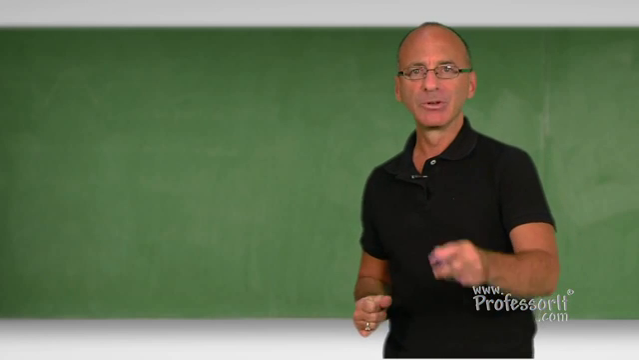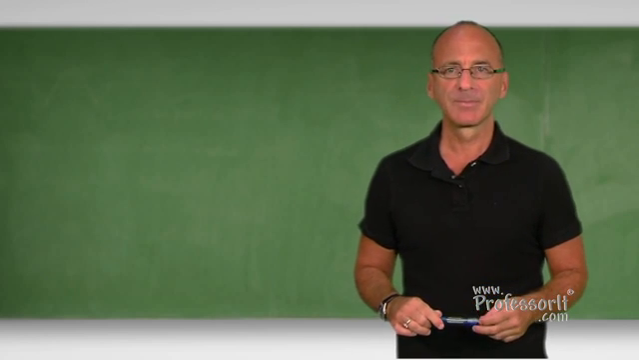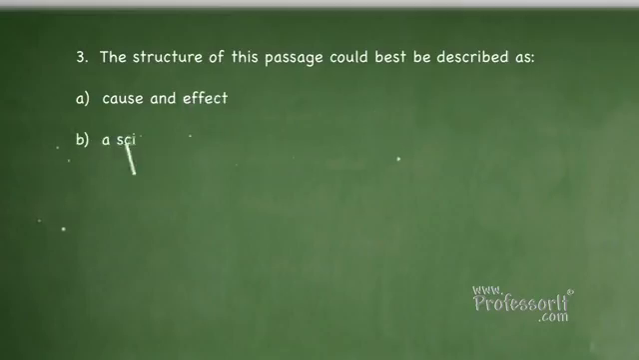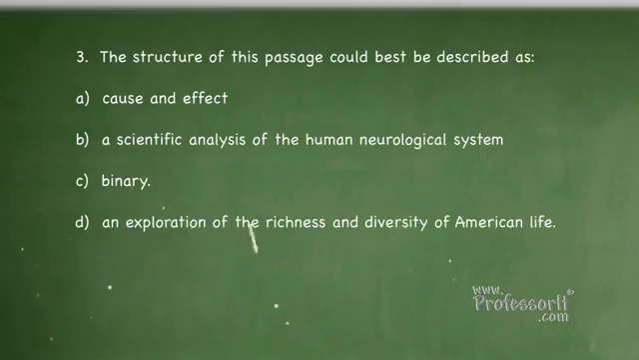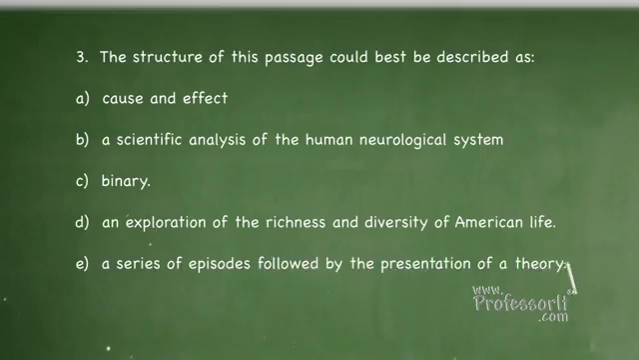Now let's turn to the third question about the short passage. The structure of this passage could best be described as A, cause and effect, B, a scientific analysis of the human neurological system, C, binary, D, an exploration of the richness and diversity of American life, or E, a series of episodes followed by the presentation of a theory.